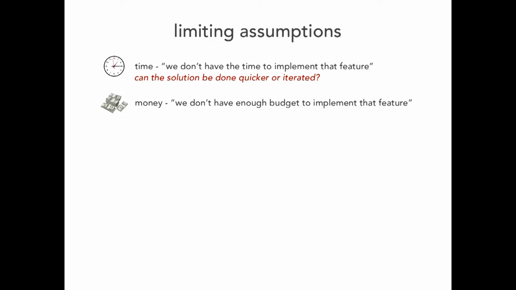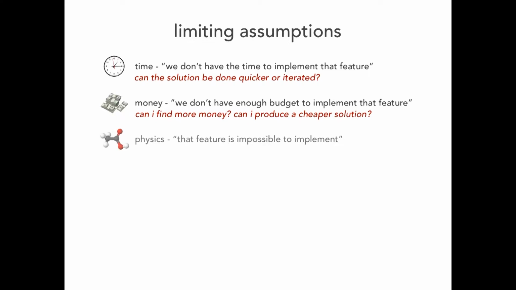Money is another big limiting assumption. Oh, you can't do that. We don't have enough budget to implement that feature. So we just don't do it. Well, the counter to that particular limiting assumption is, well, can I find more money? Can I produce a cheaper solution? Can maybe I move to open source instead? Can I borrow money from some other project that's doing really well? So these are some responses to that particular limiting assumption.